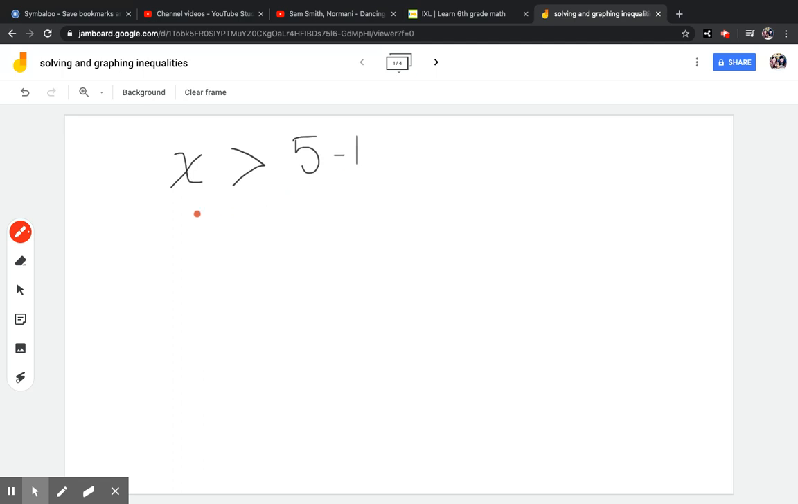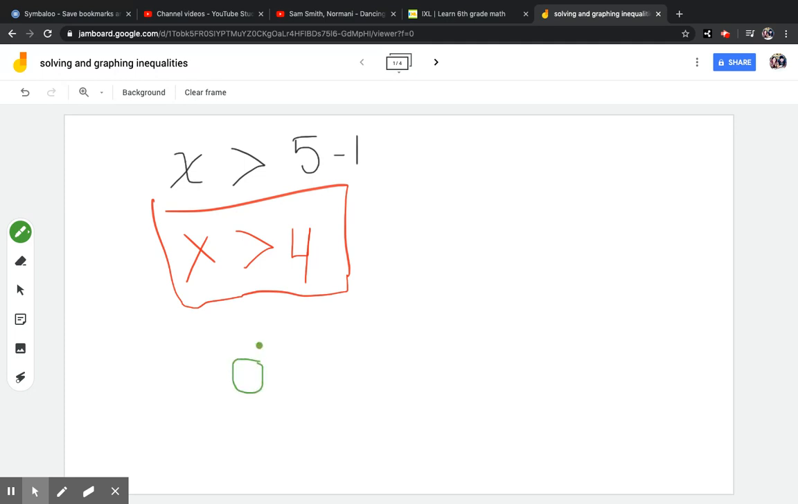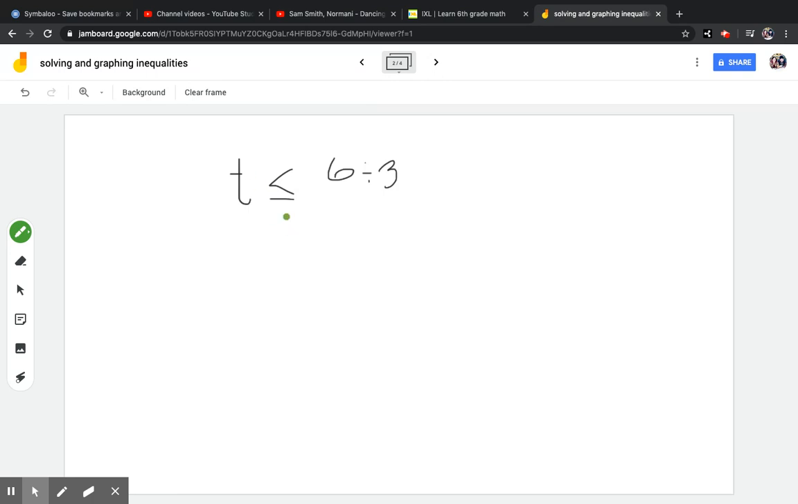x is less than 5 minus 1. Let's solve: 5 minus 1 would be 4. All right, this is the simplest form that I can write this equation. Now it's time to graph it. So I'm going to draw my circle. I do not have a door, so it's going to be open. I'm going to draw my arrow facing the same way as my sign, and I'm going to label my point as 4.